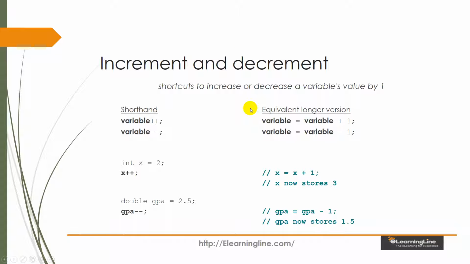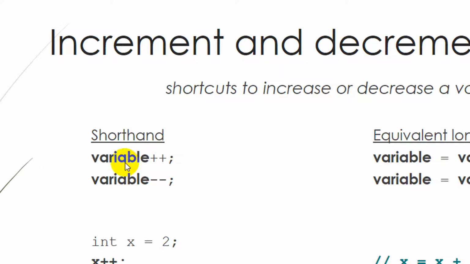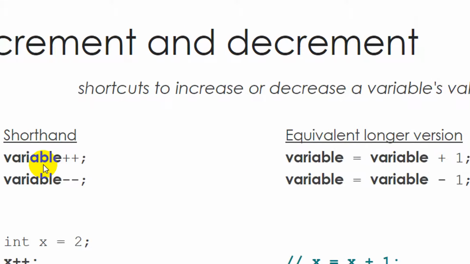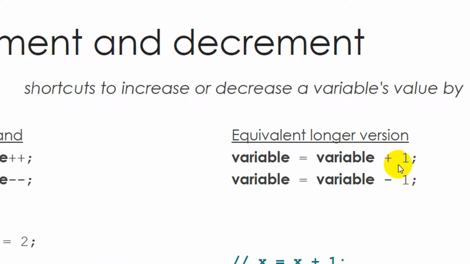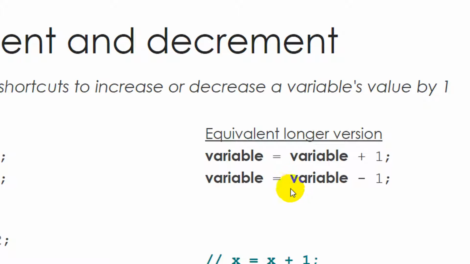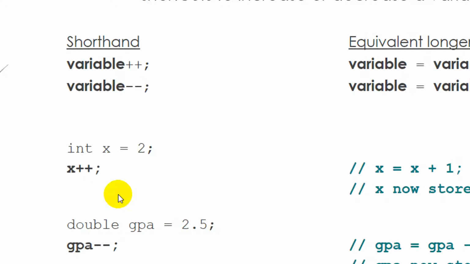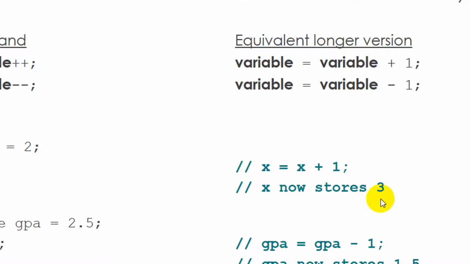Increment and decrement, right? So this is also an important point. When you type i plus plus, it just means i equal to i plus 1. Or when you type variable minus minus, it just means variable equal to variable minus 1. So it just means this way. When you type integer x equal to 2, and if you do x plus plus, the output is going to be x equal to x plus 1.